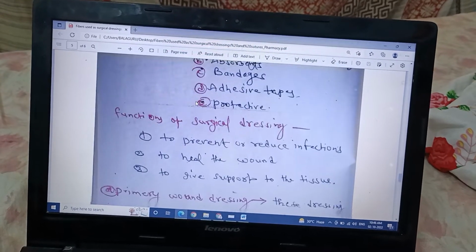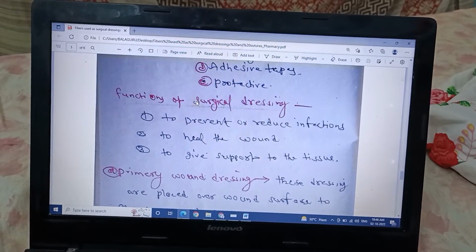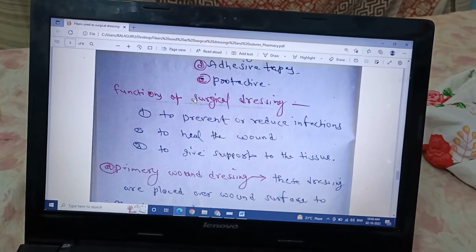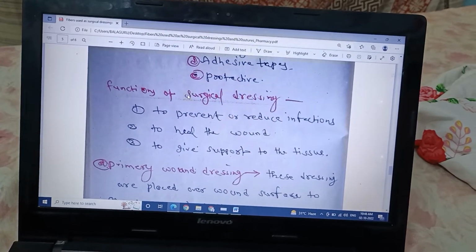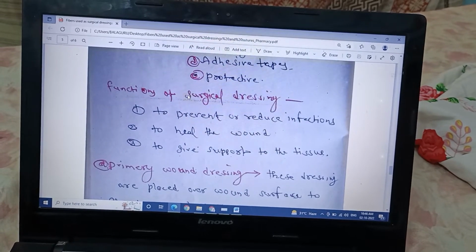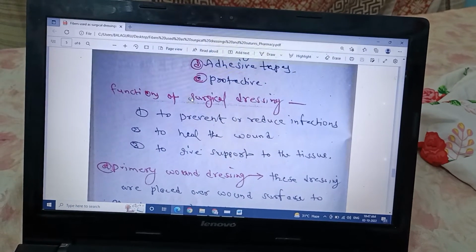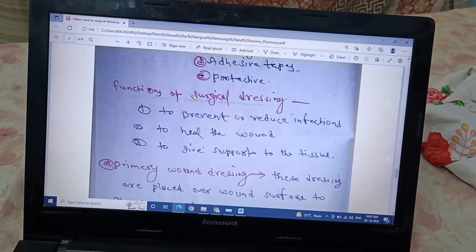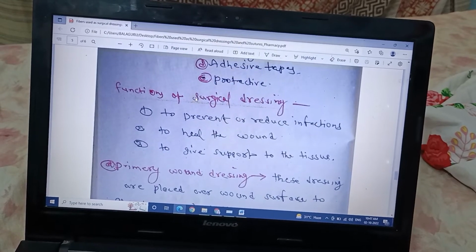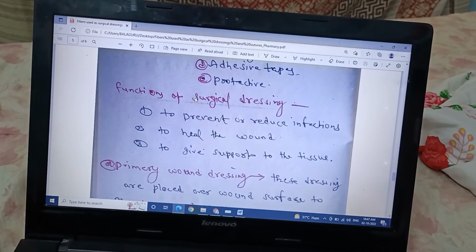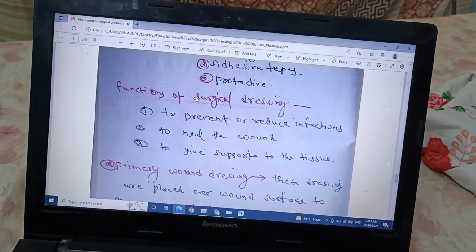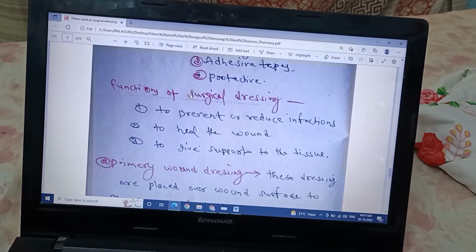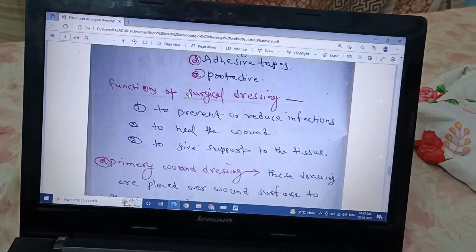The functions of surgical dressings: first, to prevent and reduce infections. When you are injured, preventing and reducing infection is mandatory. The next is to heal the wound. After protection from infection, the wound should be healed. And the final one is to give support to the tissues.